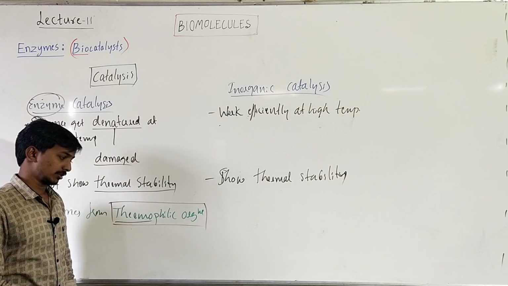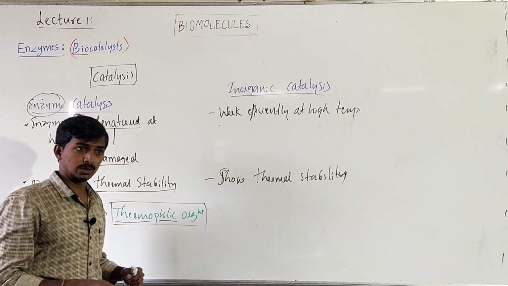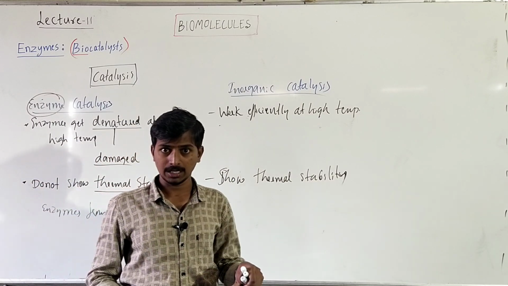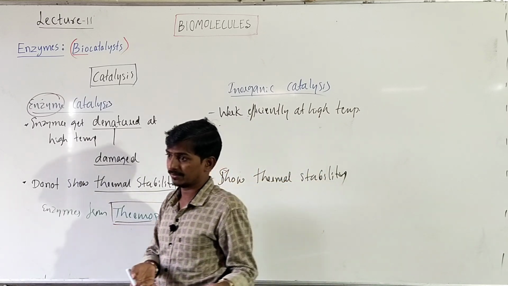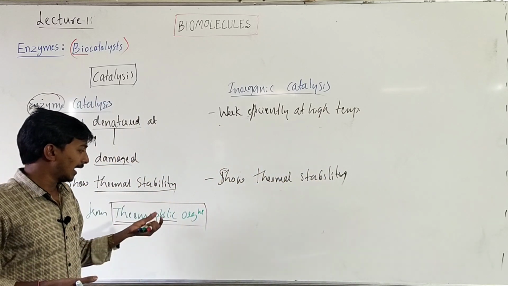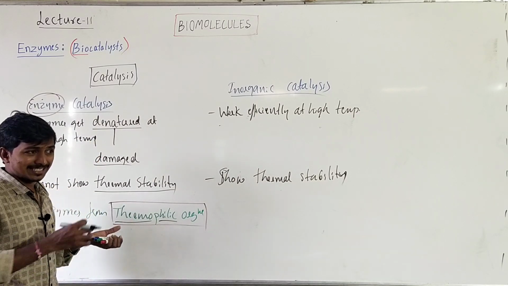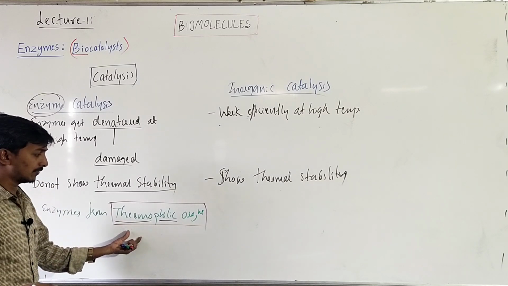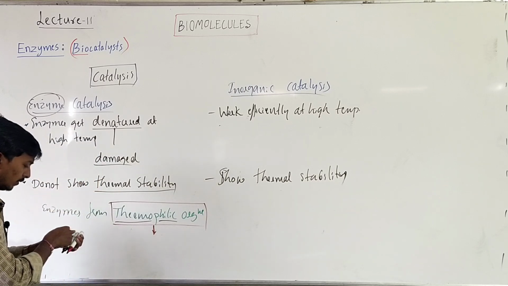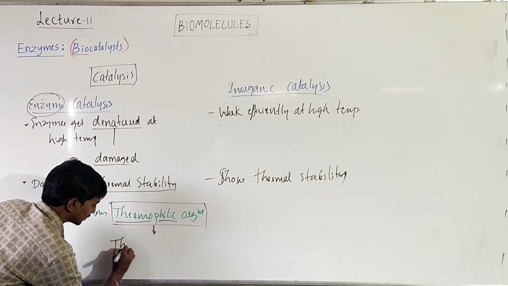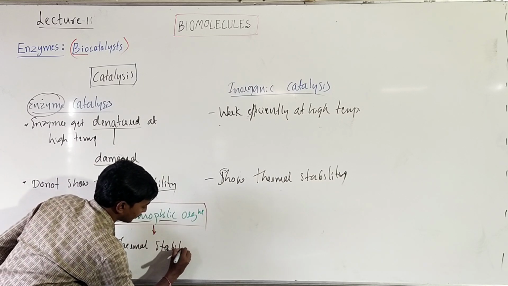thermo, temperature, philic, tolerative, living. Which bacteria live at that high temperature, what do we call them? Thermophilic organisms. Maybe bacteria, maybe any other microbe which is living in an area of high temperature, that is called a thermophilic organism. So if we extract the enzymes from these thermophilic organisms, then these enzymes show thermal stability.